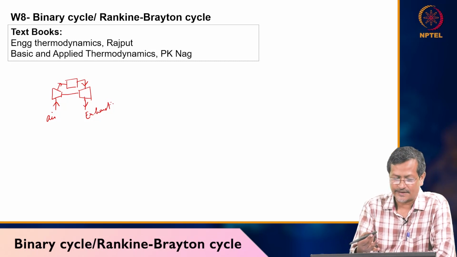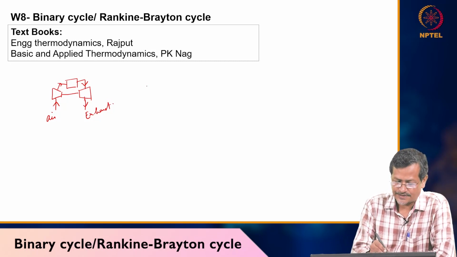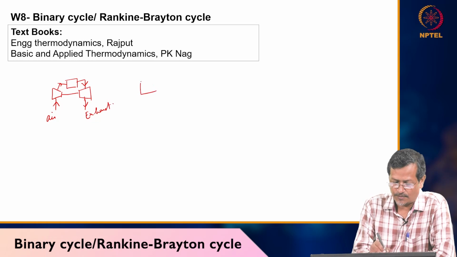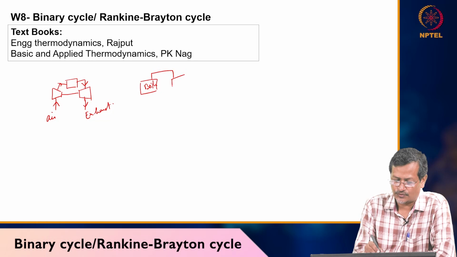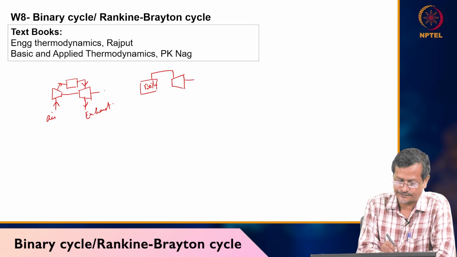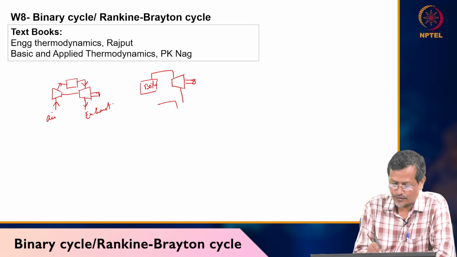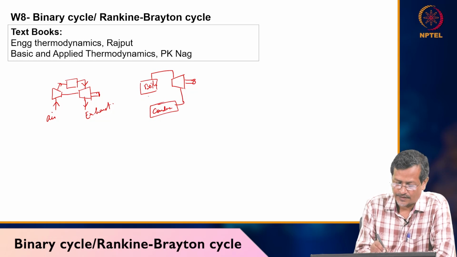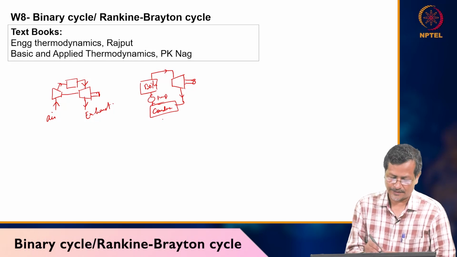Okay, now the Rankine cycle. The Rankine cycle has one boiler, then it goes to the turbine. From the turbine we have one condenser, then from the condenser it goes again to the boiler, but through a pump.